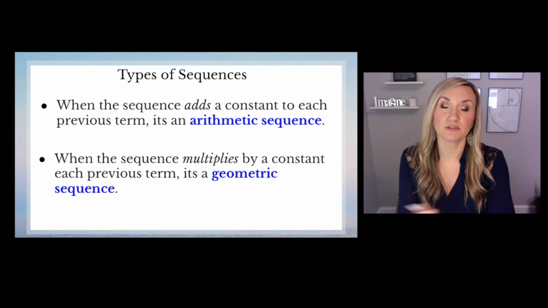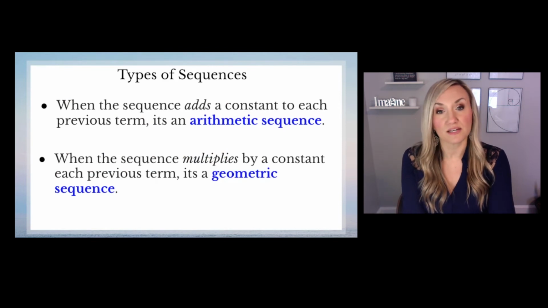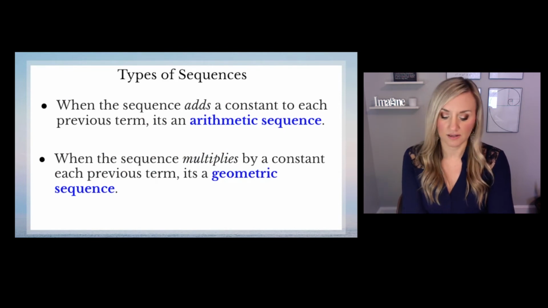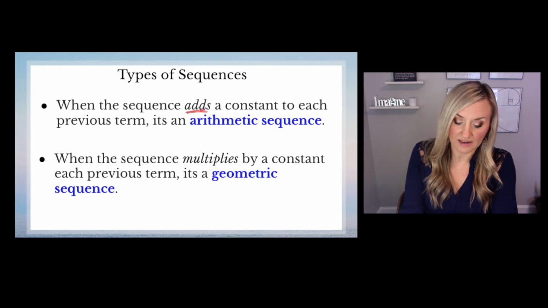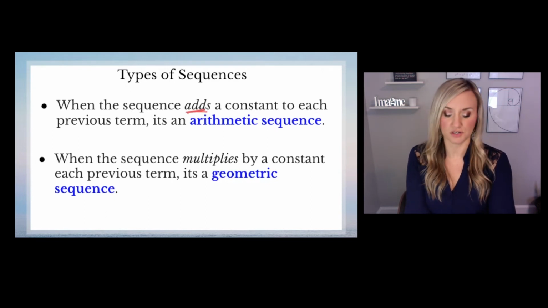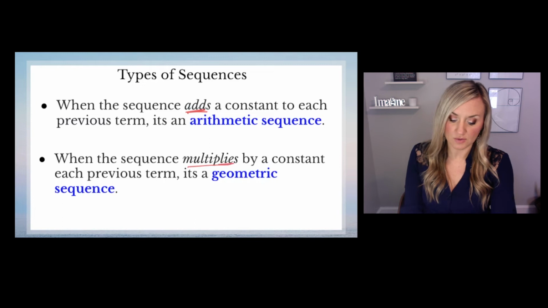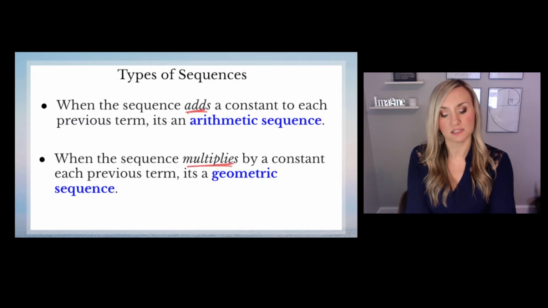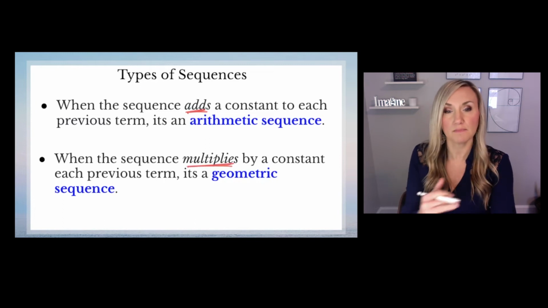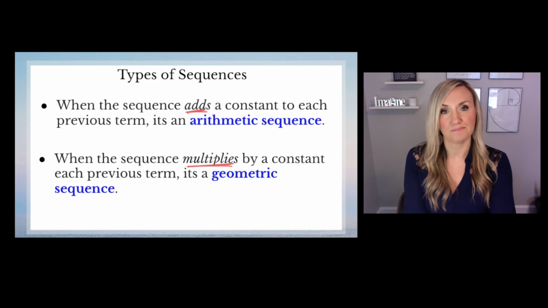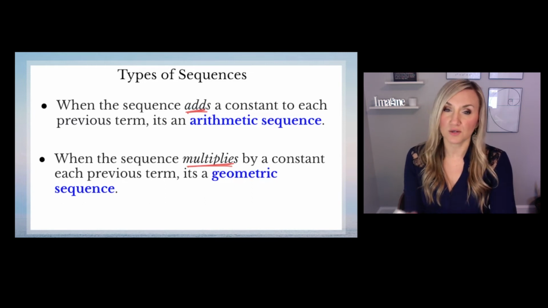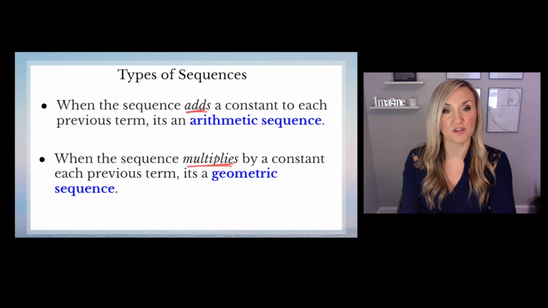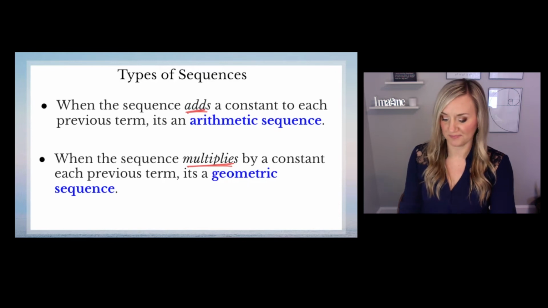There are two types of sequences. There is arithmetic and there is geometric. Arithmetic means we're adding a constant to each previous term. And if the sequence is geometric, that means that it's multiplying by a constant, by the same number every single time. If this video goes too fast and you weren't able to write this all down, please pause this video and write this section down.